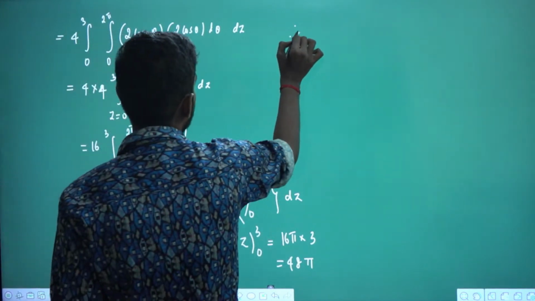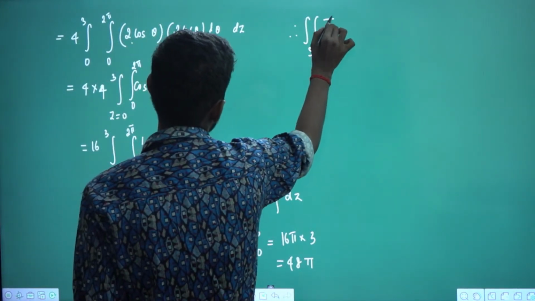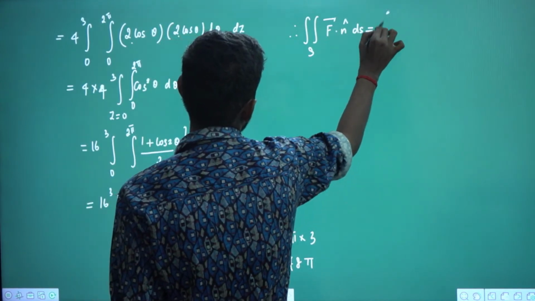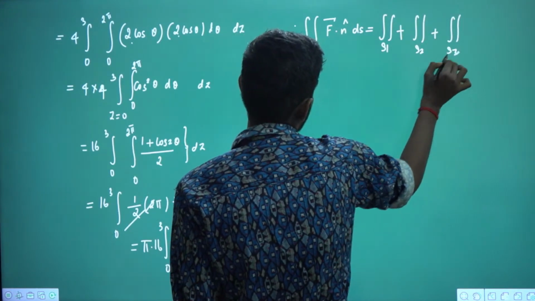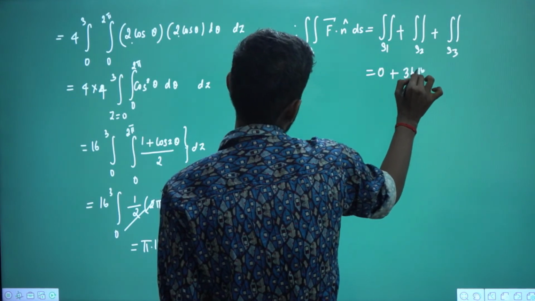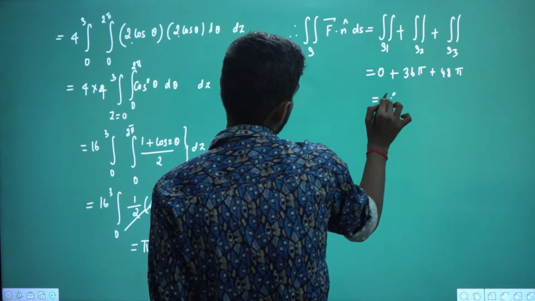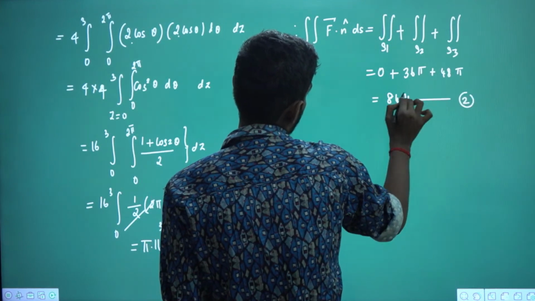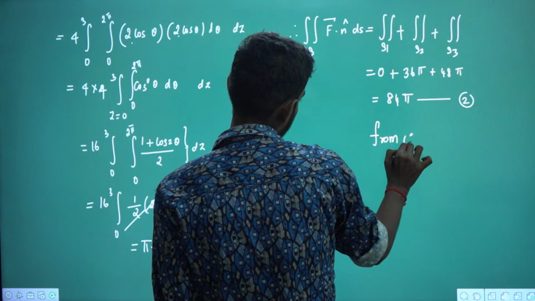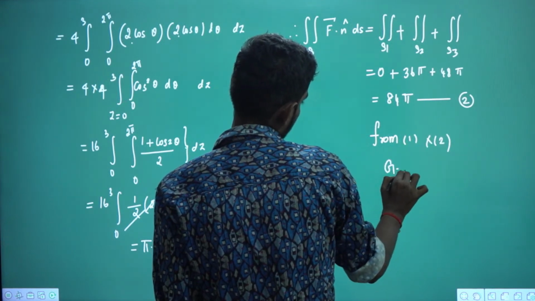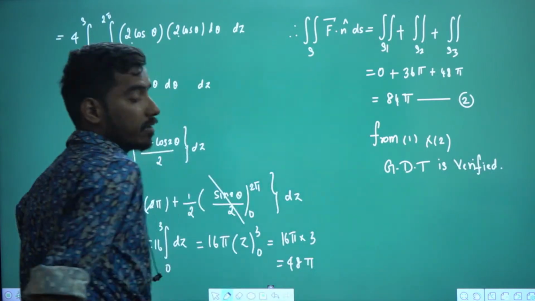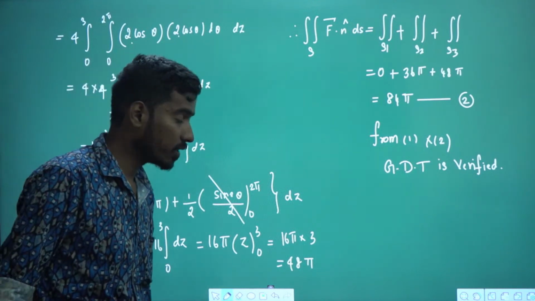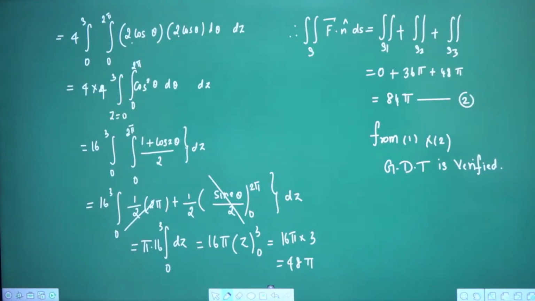So therefore, double integral over S of f vector dot n cap dS is the same as the bottom surface, the top surface, and the curved surface. So you will have 0 plus 36 pi plus 48 pi. So again this is 84 pi. So from 1 and 2, Gauss divergence theorem is verified. Okay. Again, a very easy problem. So whenever you have some cylinder bounded by z equal to something and z equal to something, you can always make use of this problem.